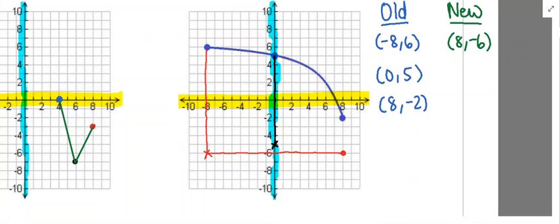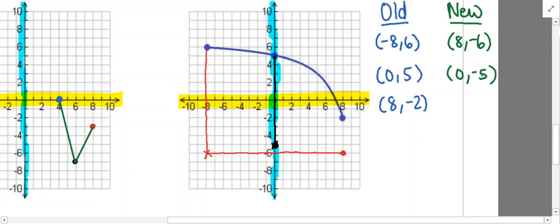However, the X is on the y-axis. So when you fold your sheet of paper along the blue line, the X is not going to go anywhere. So this X is actually the final spot for this new point. So (0, 5) is getting sent to (0, -5). All right, let's do the last one here.